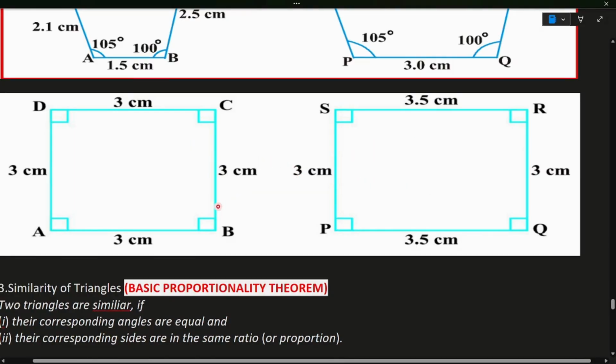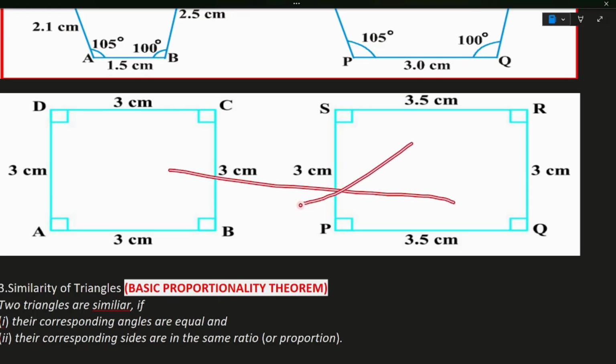Why? Because condition 1, which says that the corresponding angles are the same, is satisfied, but the second condition says that the corresponding sides must be proportional to each other. This condition is not satisfied in this case. So we can say these two figures are not similar in nature.